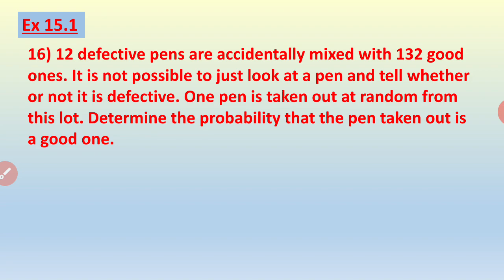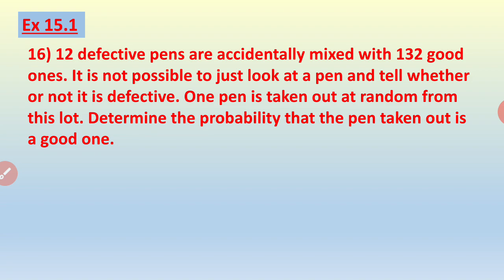Next question number 16. 12 defective pens are accidentally mixed with 132 good ones. It is not possible to just look at a pen and tell whether or not it is defective. So, 12 defective and 132 good pens are all mixed together. One pen is taken out at random from this lot. Determine the probability that the pen taken out is a good one.